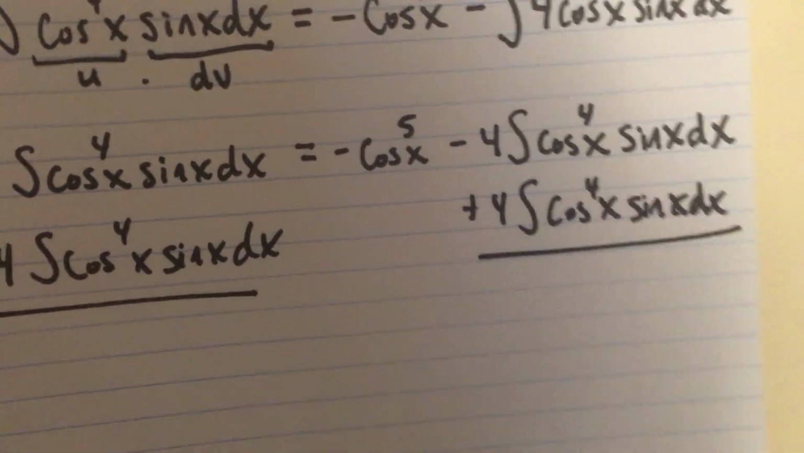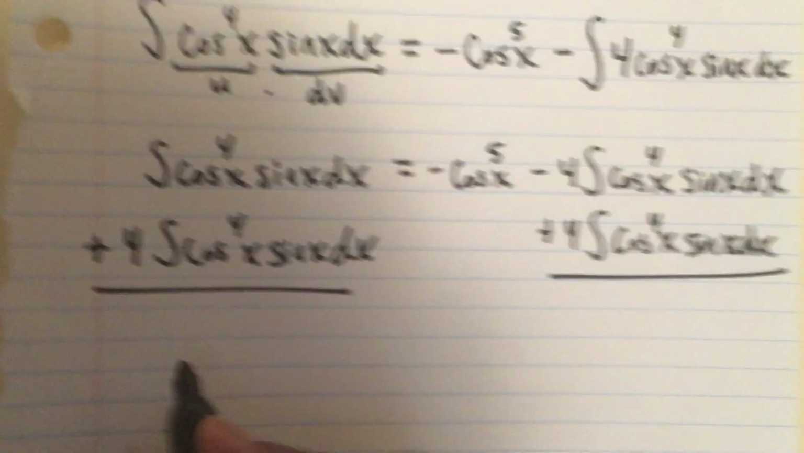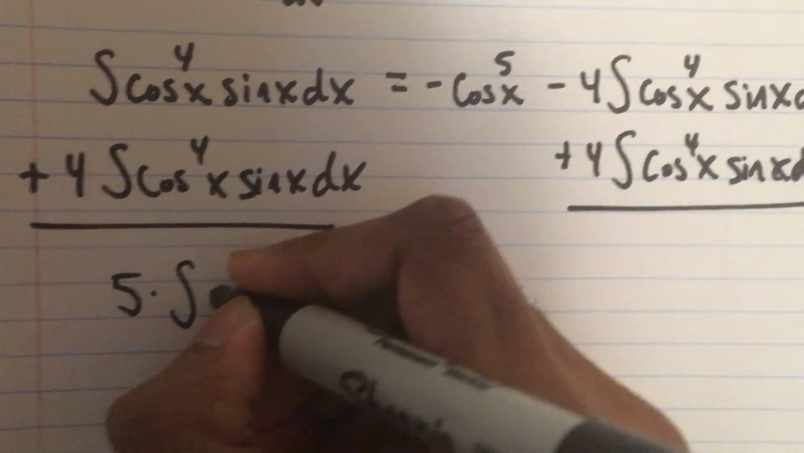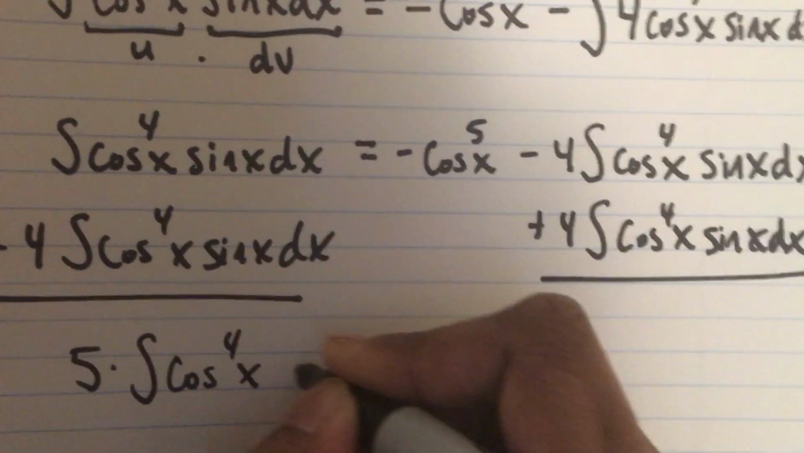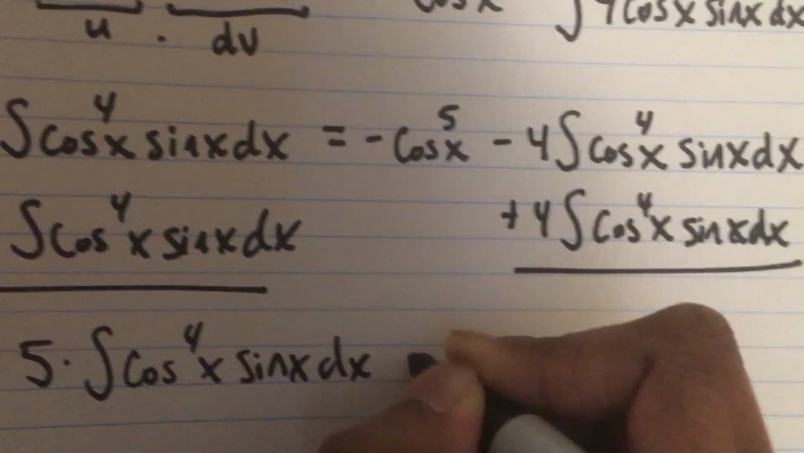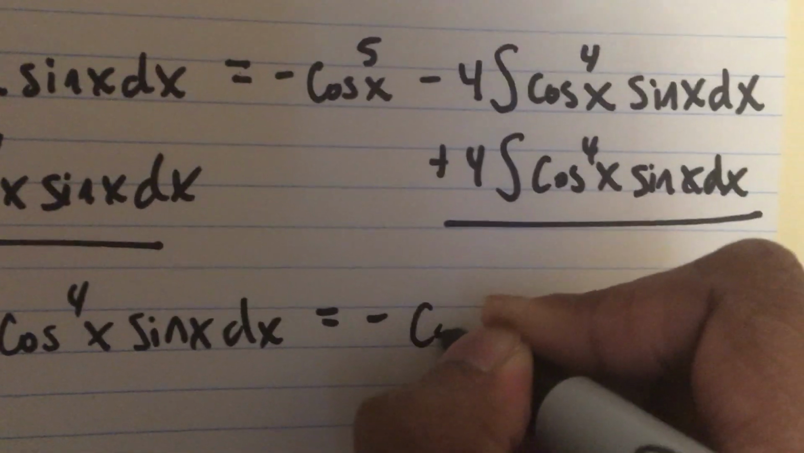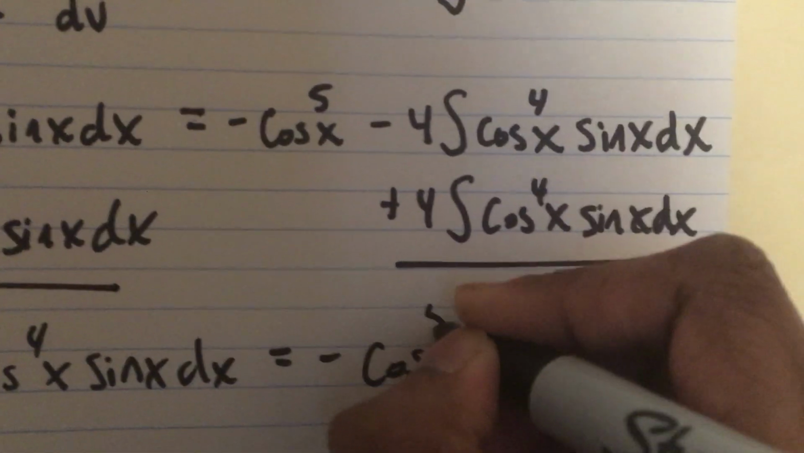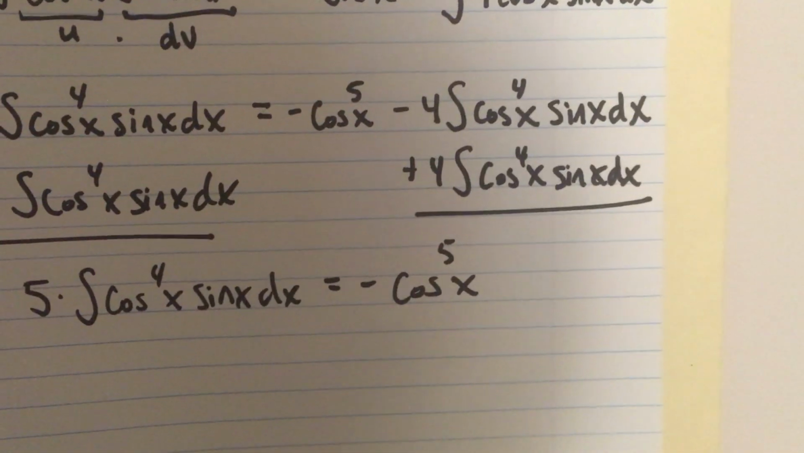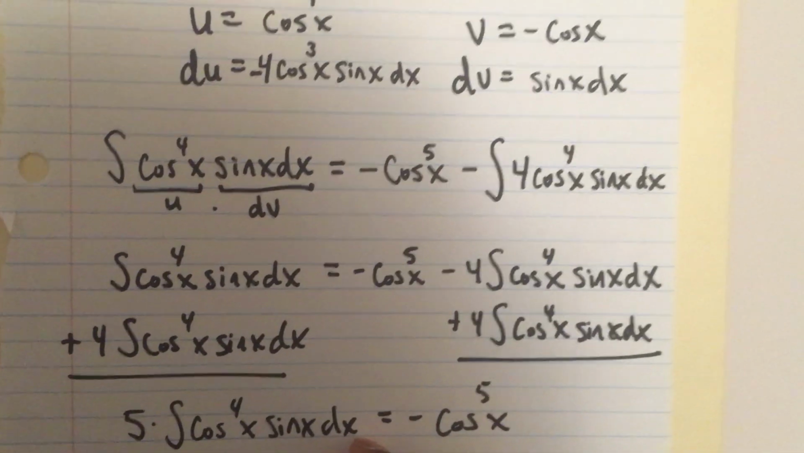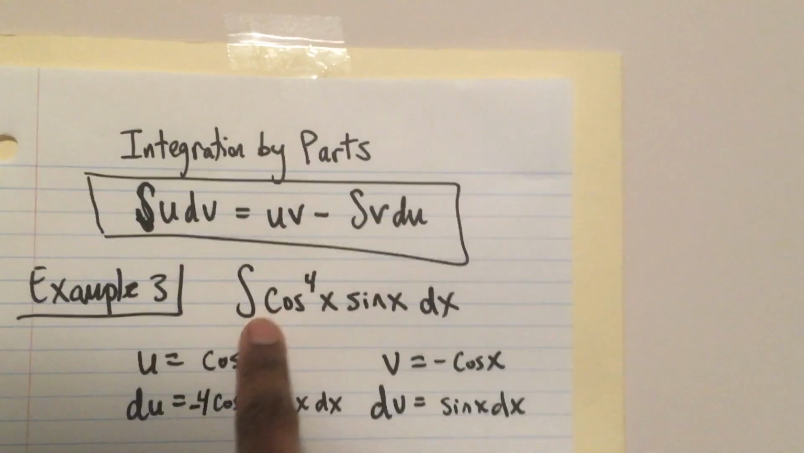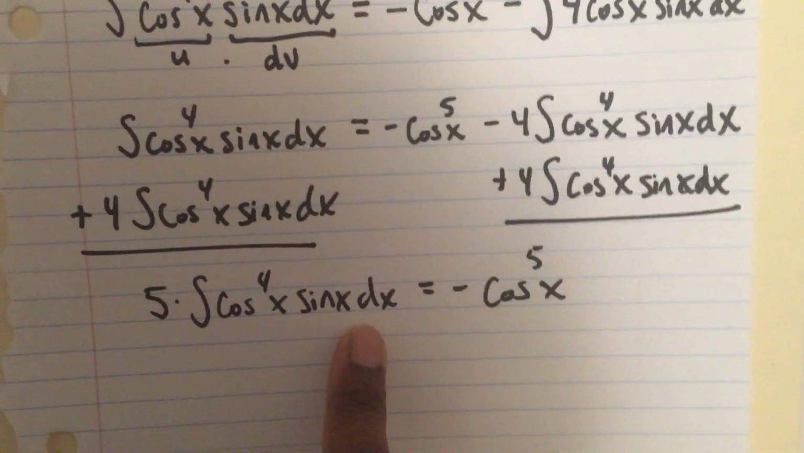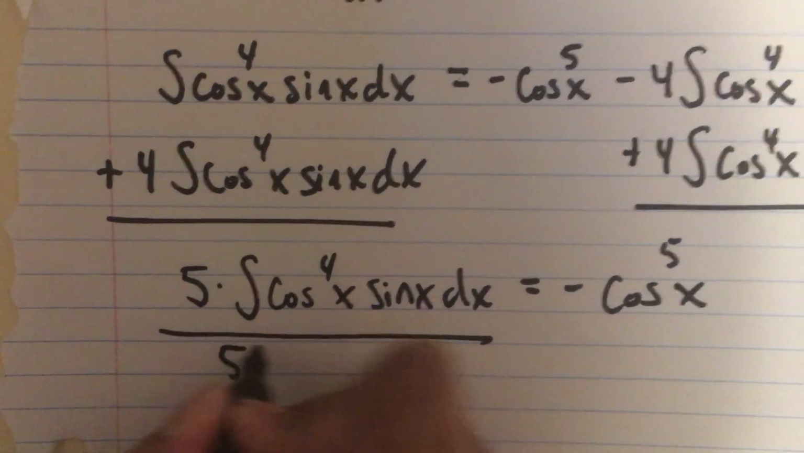And the reason I want to do that is because on the left side, I get 5 times the integral of cosine x to the fourth sine x dx. And this all equals that negative cosine x to the fifth. I want to find the integral of the original, which is right here. So all I have to do now is divide by 5.